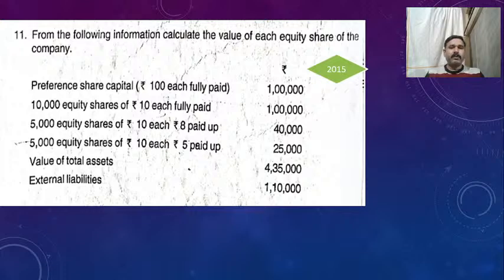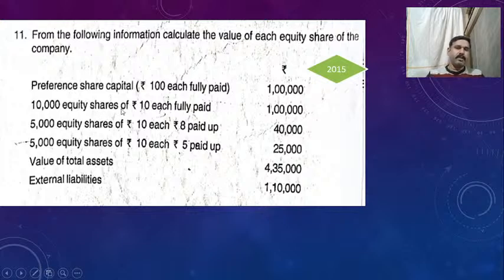From the following information calculate the value of each equity share of the company. Preference share capital 100 each fully paid 1 lakh. 10,000 equity shares of 10 each fully paid 1 lakh. 5,000 equity shares of 10 each 8 paid up 40,000. 5,000 equity shares of 10 each 5 paid up 25,000. Value of total assets 4,35,000. External liabilities 1,10,000. So in this situation we have to calculate the value of each equity share.